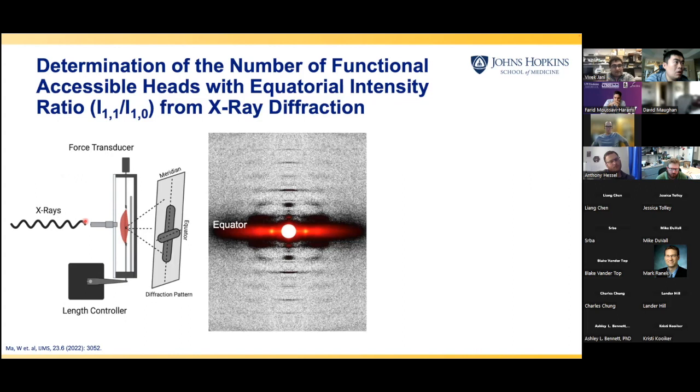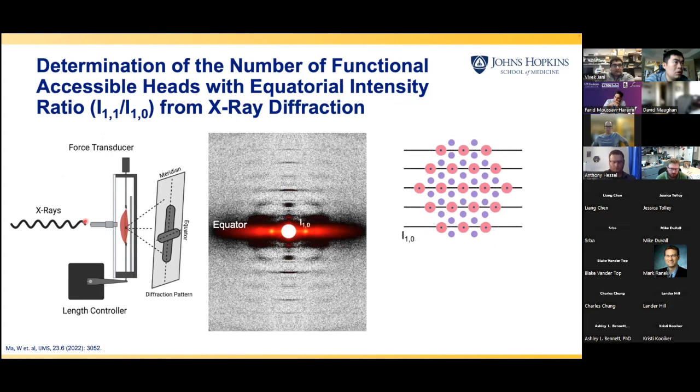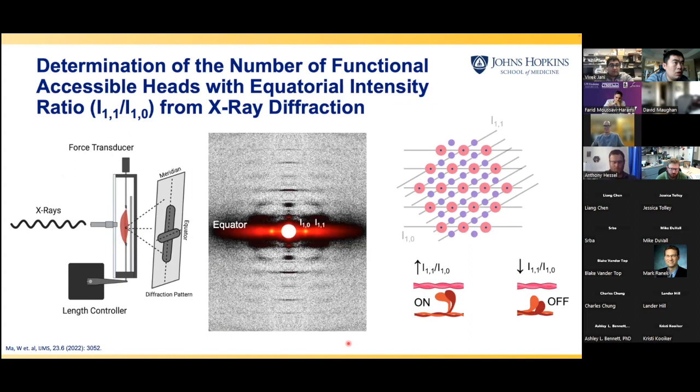And I feel like we don't have to go over this again, but as a really, really brief overview, we're really interested in the equator. And so we're interested in the 1,0 intensity, which is from the thick filaments, and then the 1,1 intensity, which is from the thick and thin filaments. And as a very, very brief reminder, increases in I1,1/I1,0 means that the thick filaments are activated or structurally on, whereas decreases in I1,1/I1,0 means that the thick filaments are structurally off.